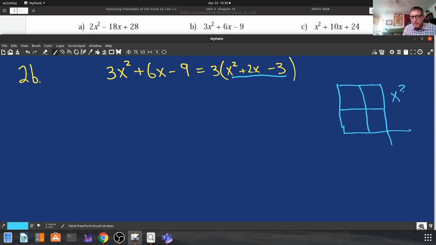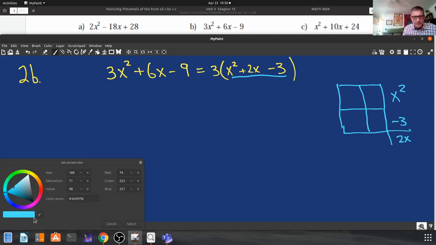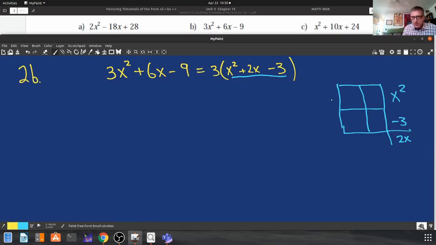x squared, constant term, middle term. So think about things. This has to be x and that has to be x. So this is negative, so exactly one of the factors is negative, but this is positive. So the smaller of the two factors will be negative. The cool thing about it is this is 3. 3 is prime, so I only have one choice. I have 3 and 1. Since this is positive, the negative has to go on the smaller of the two.